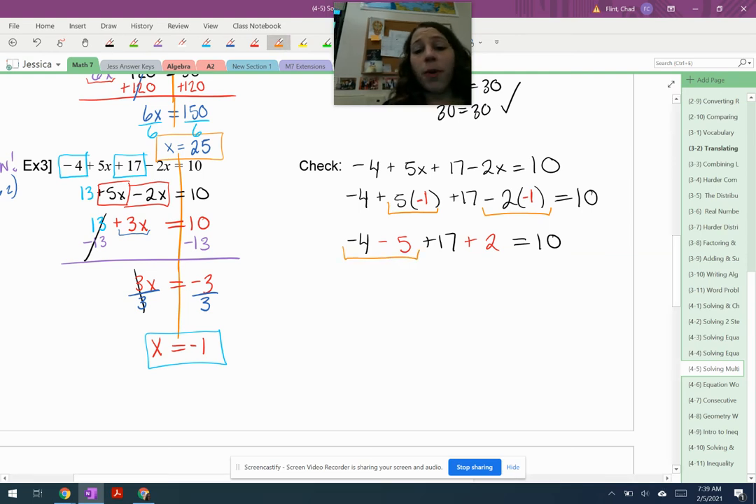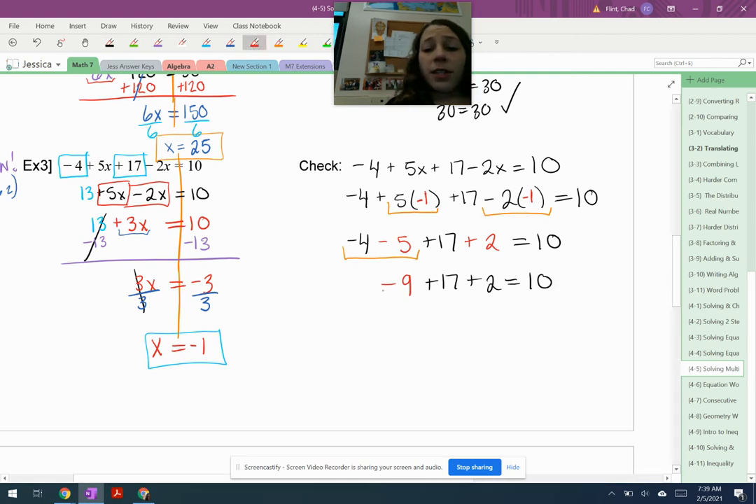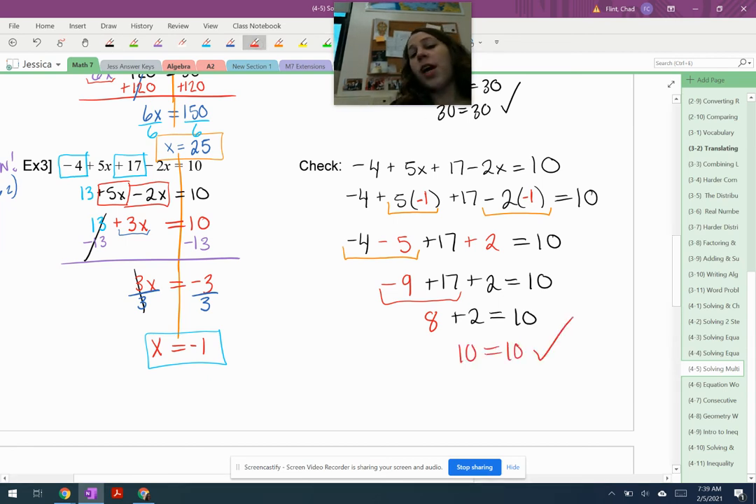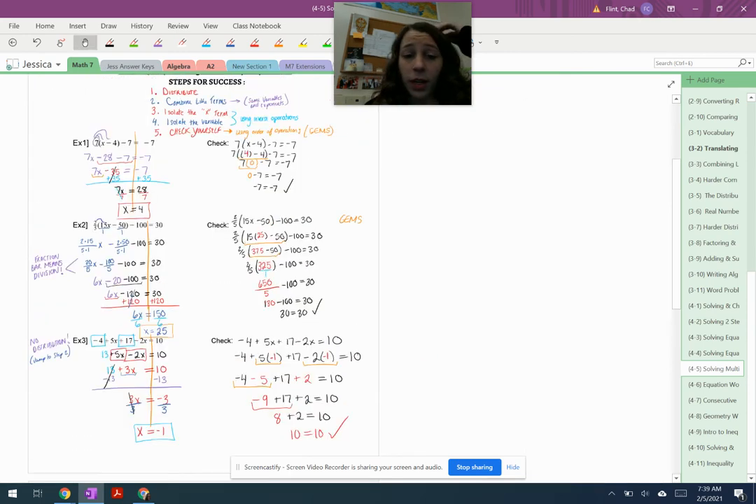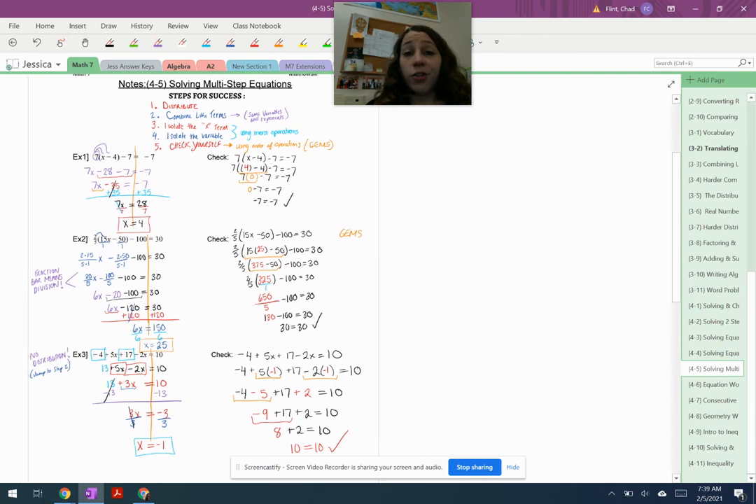So -4 minus 5 more is going to end up with a -9. Plus 17 plus 2 is equal to 10. -9 plus 17 is going to give me 8. Yup, +8, because there's less negatives. So 8 plus 2 is going to give me 10, which is equal to 10, which proves my check works out. And that is what you got for 4-5.